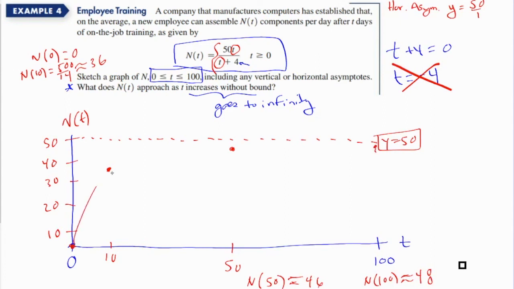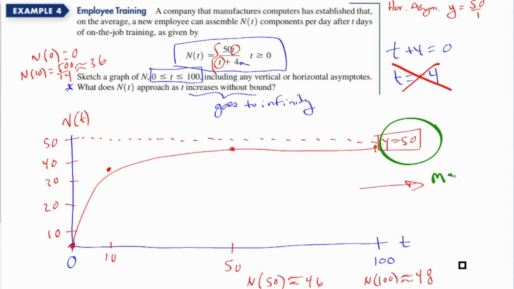So it looks like our graph goes like this. And if we go off to infinity, what would you say is the maximum number of parts that an employee can manufacture in a given day as their time working for the company increases? And we should say that that answer is the horizontal asymptote, so a max of 50 parts per day.